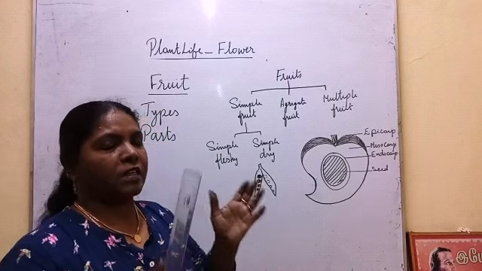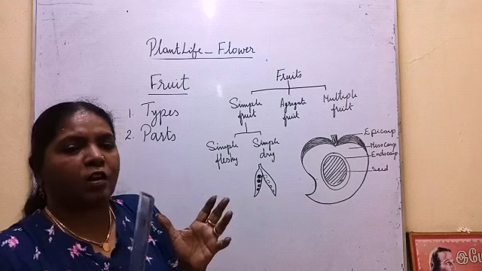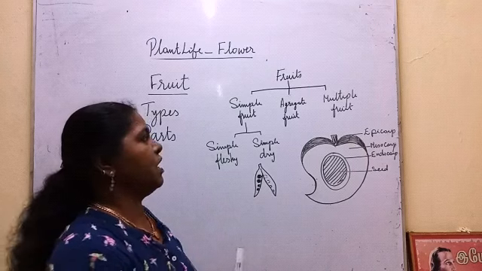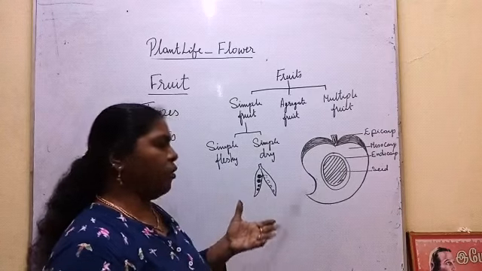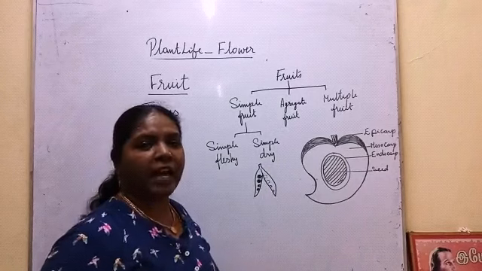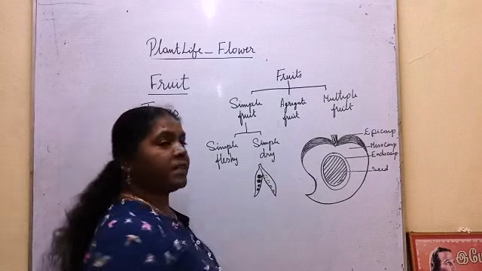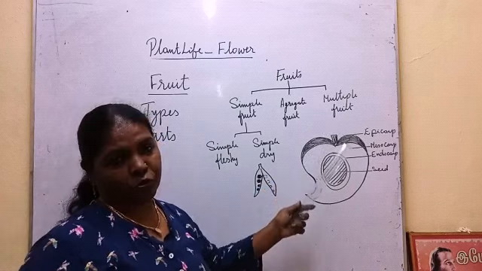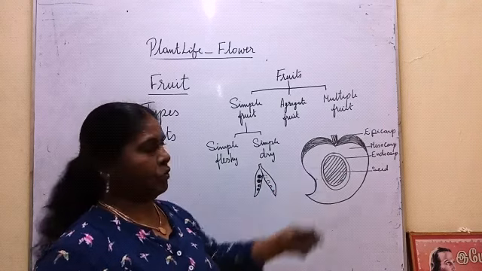The entire inflorescence, a bunch of flowers arranged on a common stalk, is called inflorescence. The bunch of flowers together forming one fruit is called a multiple fruit. Simple fruits: tomato, mango, all these come under simple fruits. Aggregate fruit: Polyalthia, ashoka tree, and custard apple are examples. Multiple fruit: jackfruit and pineapple are examples.